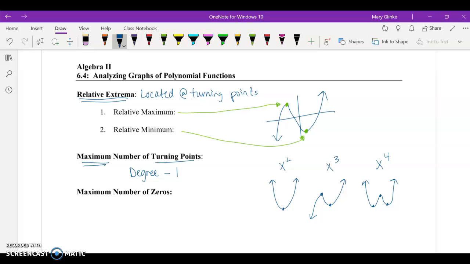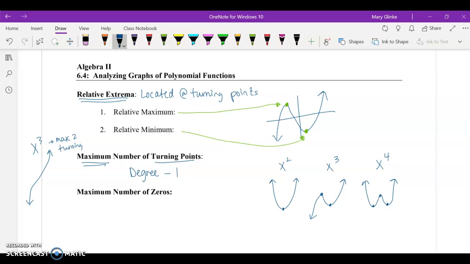Now it says maximum because sometimes x to the third, for instance, might look something like this. Oh, that still has two turning points. It might look something like this, where there's actually no turning points at all. So x to the third could have at most two turning points, but it might not have two turning points. It all depends on how the rest of the polynomial plays out.